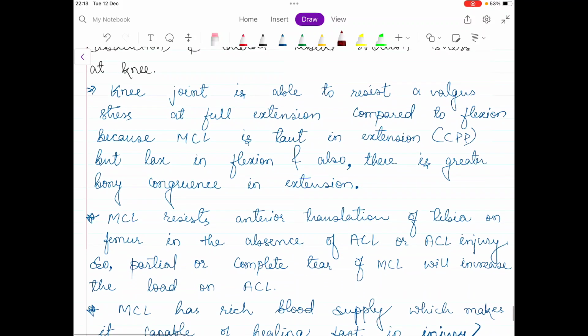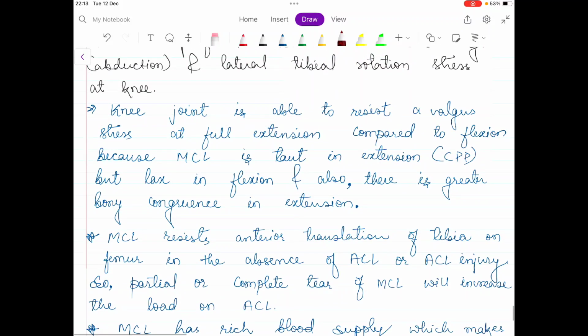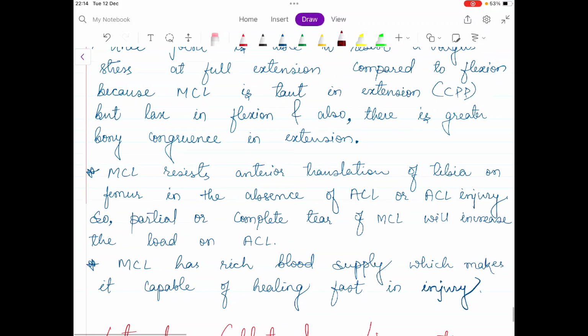Okay, now the next point is the knee joint is able to resist a valgus stress at full extension compared to flexion. Basically, what happens is during flexion there is a laxity of the MCL ligament. And also there is greater bony congruence in extension, so that means more surface area will be covered. So these are the two reasons behind it.